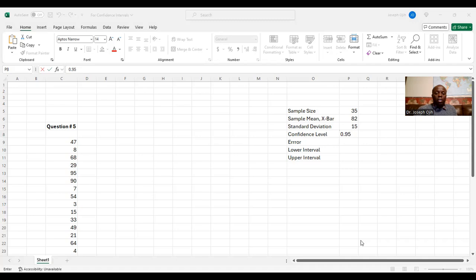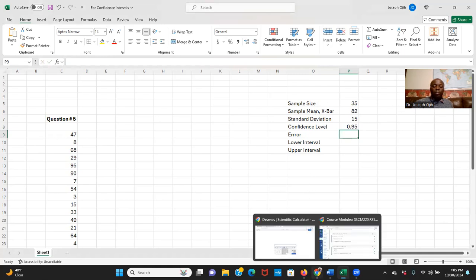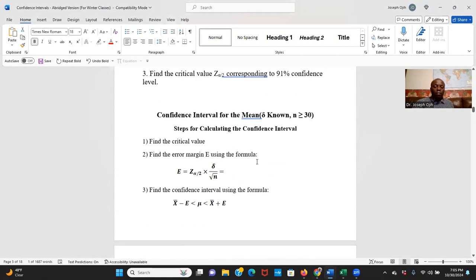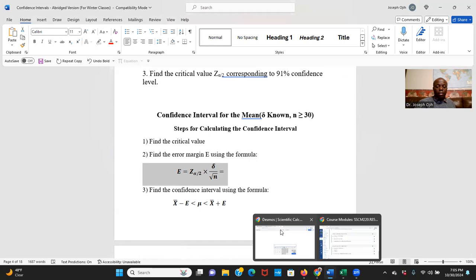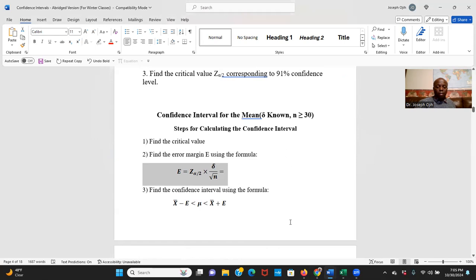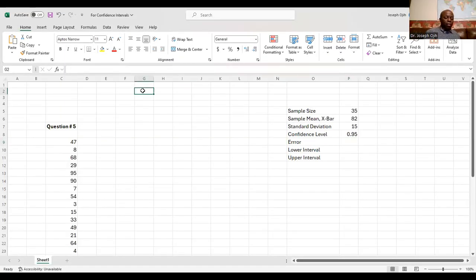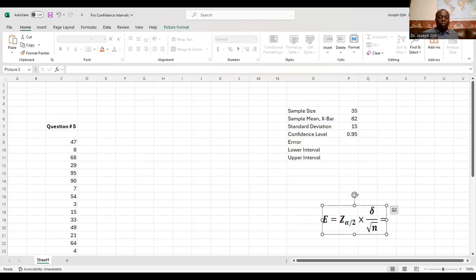All right. Next thing we need is the error, to calculate the error. Remember the error is, I'm gonna paste the formula here so you can see the formula as we do it. That's the error margin right here. Okay. In Excel, let me paste it here. Control V. You can see the error margin. So I'm gonna move it right here. So that's the formula we use for calculating the error margin.